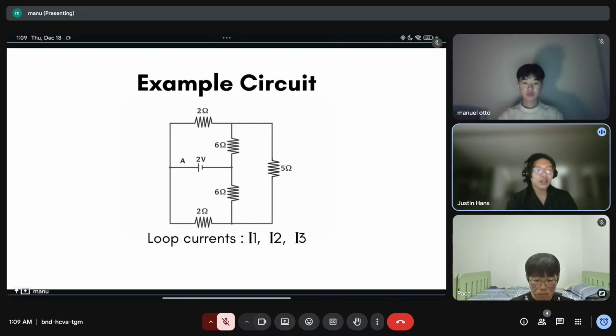This slide shows the example circuit that will be analyzed. The circuit consists of resistors and a voltage source and forms three loops. To analyze the circuit using Kirchhoff's laws, we assign three loop currents labeled I1, I2, and I3. The direction of the loop currents is assumed for convenience. If a calculated current value is negative, it indicates that the actual direction is opposite to the assumed direction.